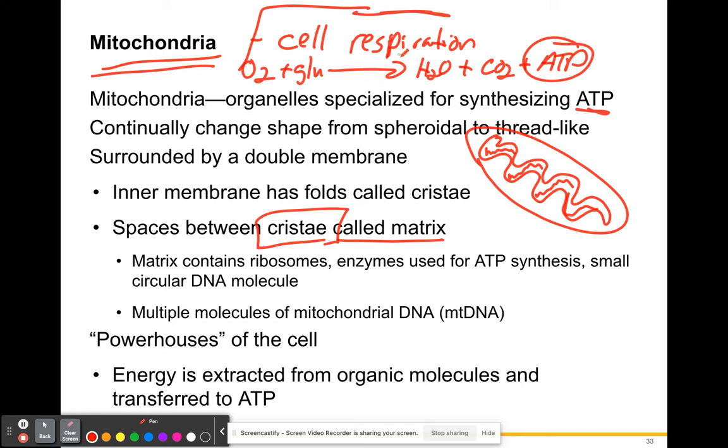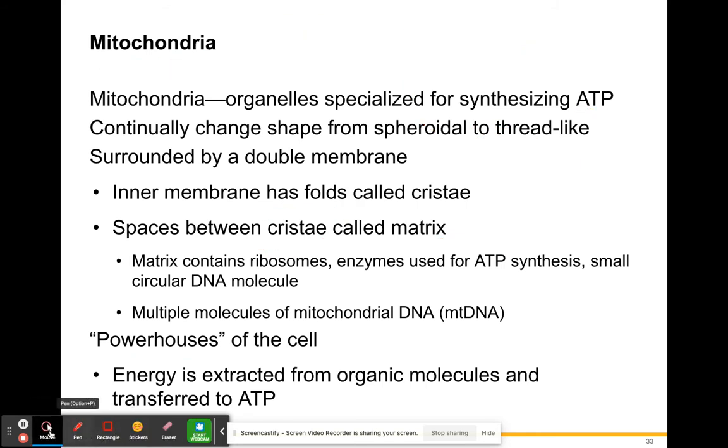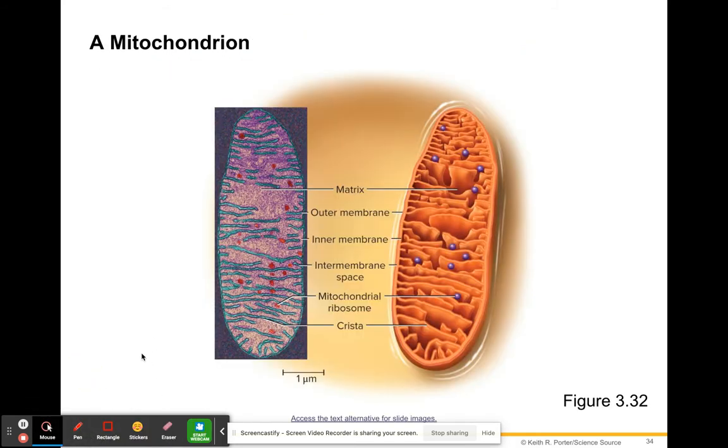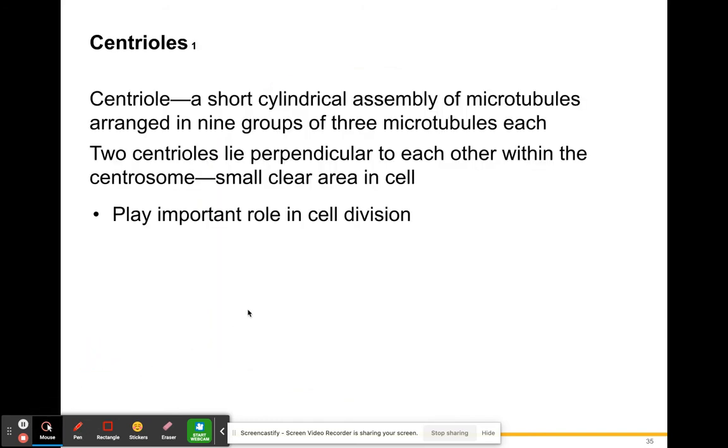This cell respiration process happens inside of the matrix, because this matrix is full of enzymes. And those enzymes are going to change these compounds into these compounds so that we can get energy. It's commonly called the powerhouse of the cell. Here's a mitochondria. Oh, I could have just come here instead of drawing it for you. But there it is.